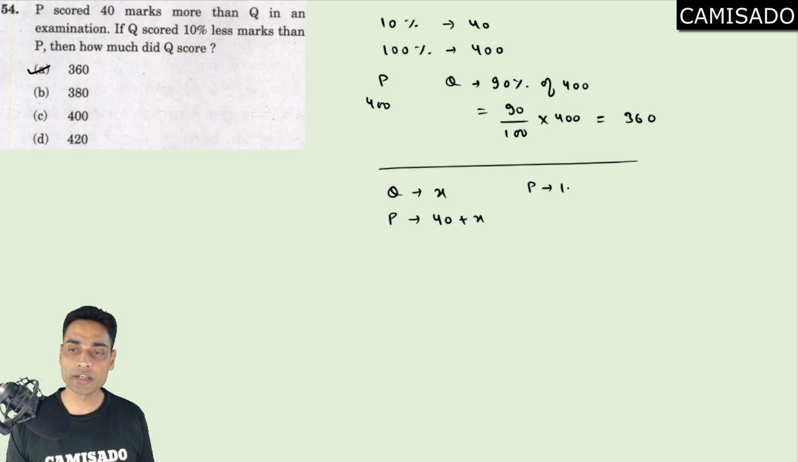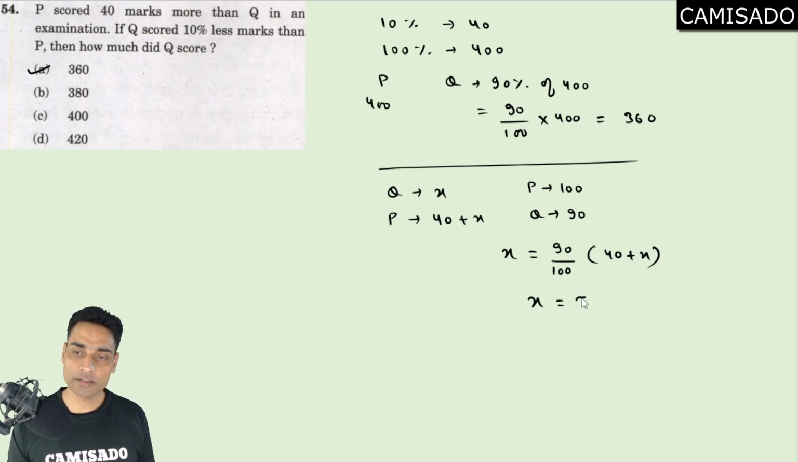If P is getting 100, with a 10% difference there, then Q is getting 90. So what we can say is 90% is there. So basically X, the marks of Q, will be 90% of what P has gained, meaning 40 plus X. Now when you solve this equation, you will get the value of X as 360. I am not solving it, I am just telling you; when you solve it you will get X equals 360. It's a very simple calculation. So the answer is 360. So both ways you can do it.